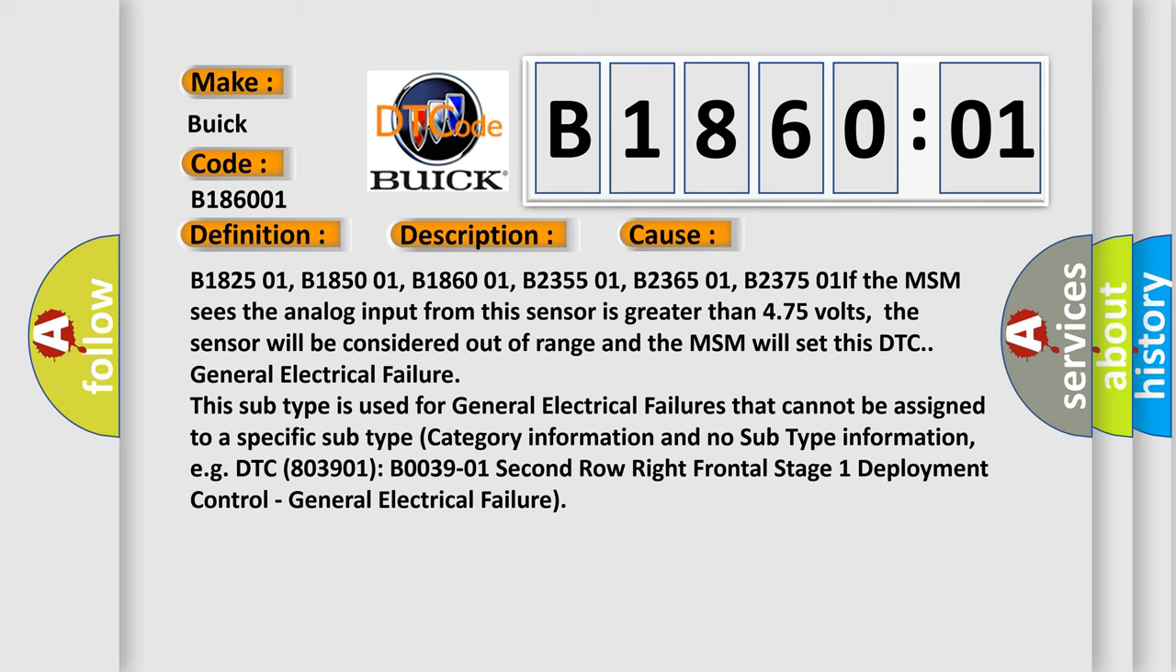This subtype is used for general electrical failures that cannot be assigned to a specific subtype category and have no subtype information, e.g. DTC B0390-01, second row right front stage 1 deployment control, general electrical failure.